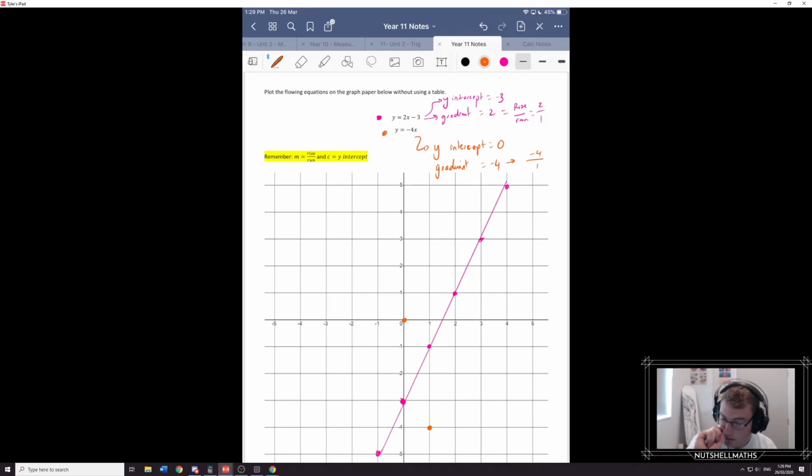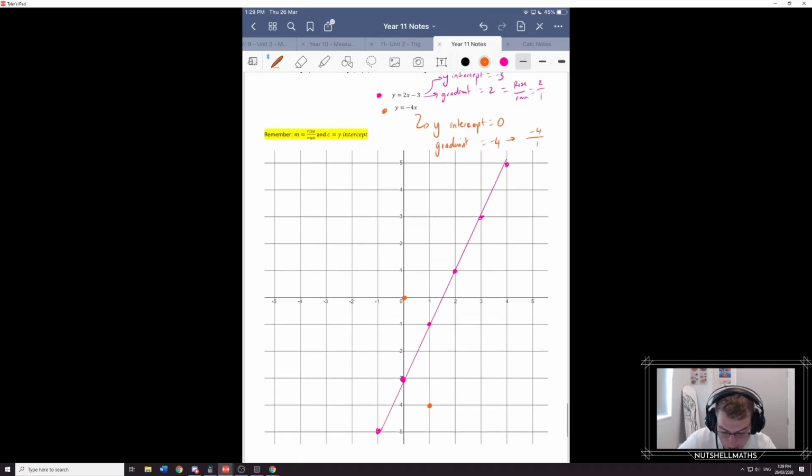I could do it again, but I can't go any further because I've run out of room. So I can see that I went across 1, down 4. If I went backwards, 1, 2, 3, 4, I'd have to go back 1 and up 4. And if we plotted that, we have a nice straight line. Oof. It's not a very good straight line. That's a bit better, kind of. That's kind of okay-ish.